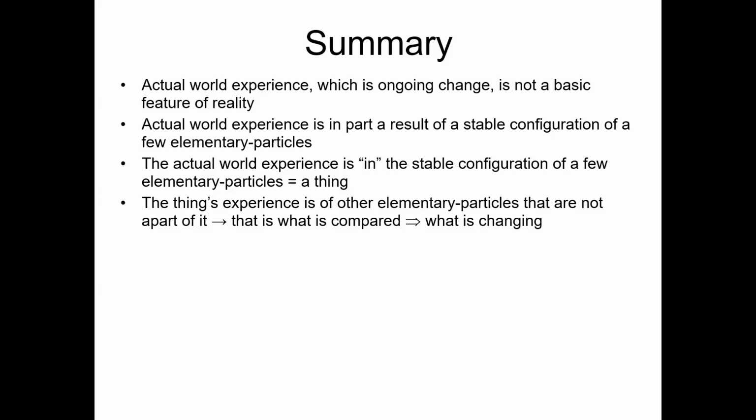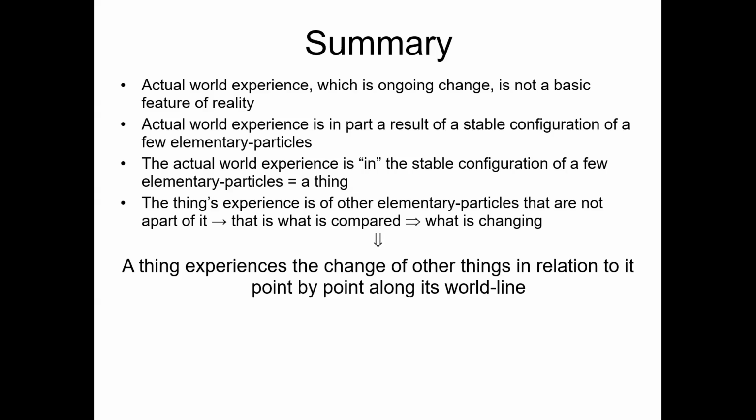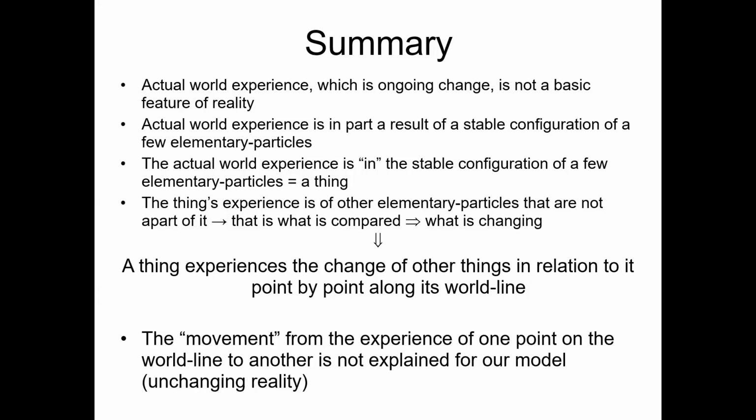So because a thing is steady, and therefore in a matter is not changing, it feels changes from an outside source. And in a practical manner, a thing experiences the change of other things in relation to it, point by point along its world line. And finally, we said that the movement from the experience of one point on the world line to another is not explained for our model, the model of unchanging reality.